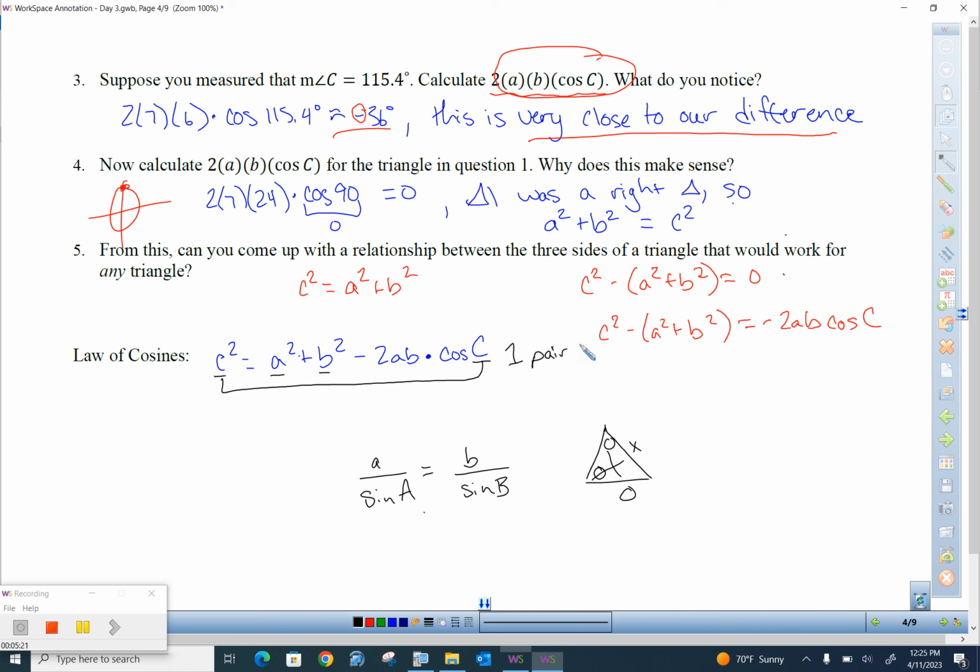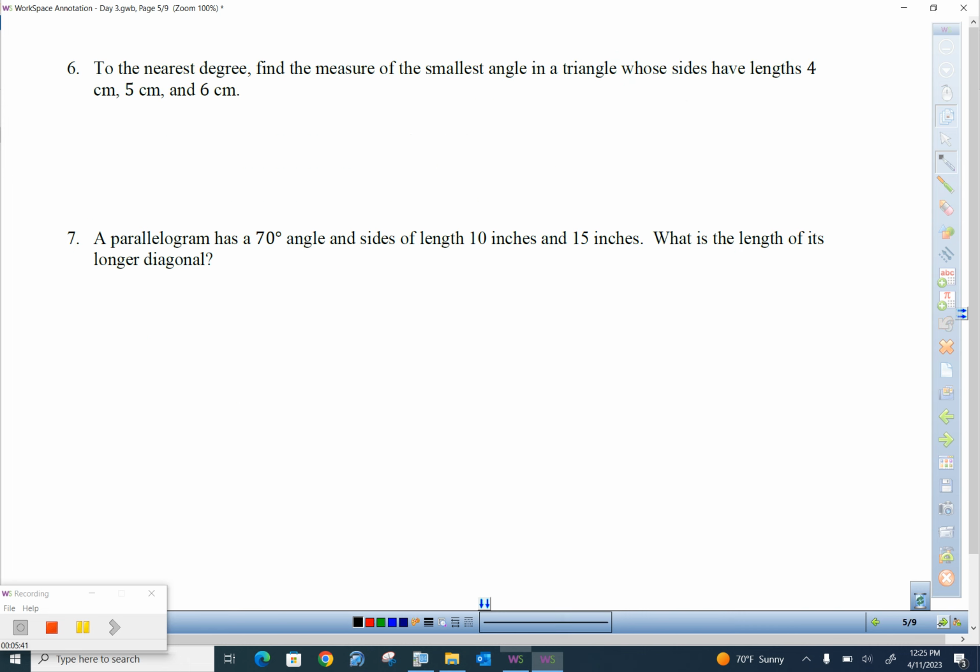triangle, there's only going to be 1 pair, and just like with this one, in our 1 pair, there was going to be an x involved. For us, in our 1 pair, there's going to be an x involved in one of those 2 places. We have to know the other 2 sides. Okay, so let's look at some examples here.